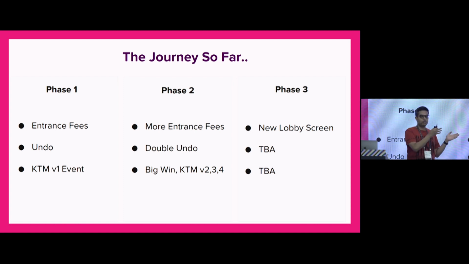And then for the meta, we introduced undo, and then we doubled it and called it double undo, and we're still working on phase 3 of it. And then for the live ops, the KTM V1 event, then Big Win for phase 2, and then KTM V2, 3, 4. The KTM V2, 3, 4 were released in close timelines, which is why I regard it all as phase 2.